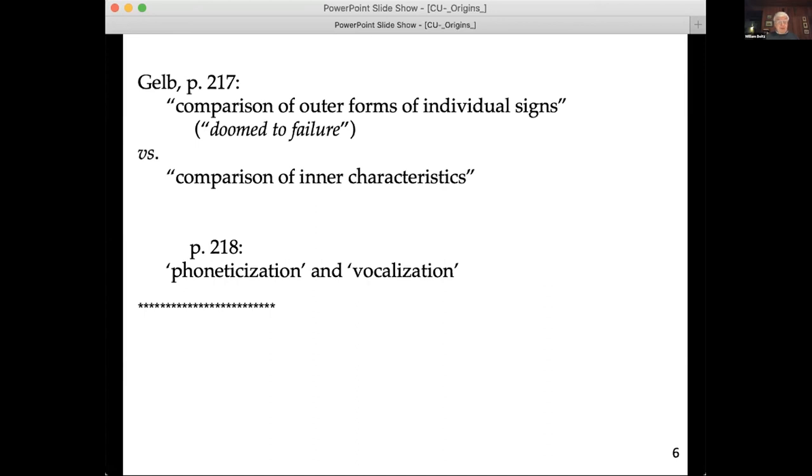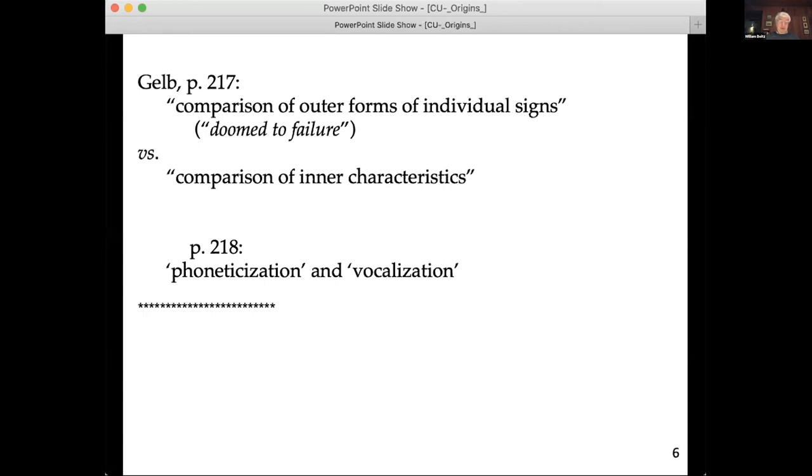By comparison of inner characteristics, on the other hand, Gelb means comparisons of internal structural features of writing systems, such as what he refers to as phoneticization and vocalization. By referring to these things as inner characteristics of writing, Gelb is referring to the ways in which they are reflected in writing systems, and this leads us to one of the basic defining features of writing, at least the kind of writing to which the question of polygenesis or monogenesis primarily pertains, and that I want to deal with here.